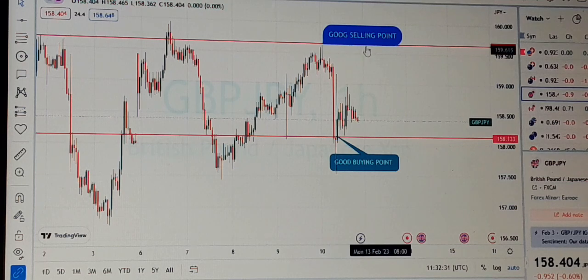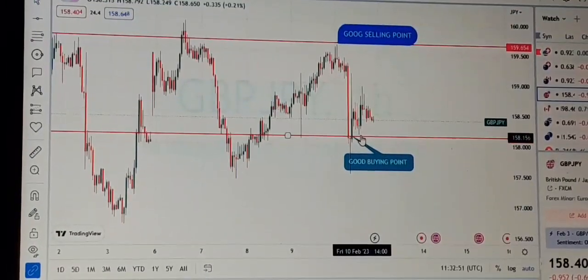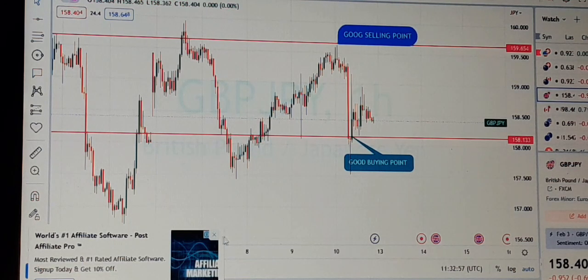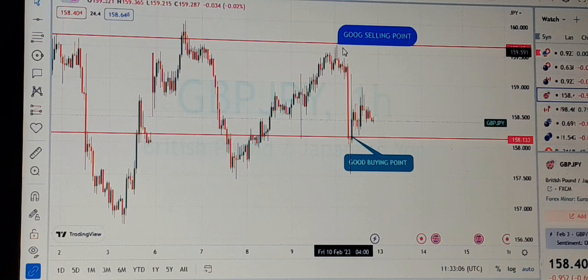So this is a good selling point, or a good selling area, because you need to sell when price is above here, but you don't want to sell when price has just reached our support and resistance level. You don't want to buy when price is at our resistance area. You want to buy when price is at our support area.